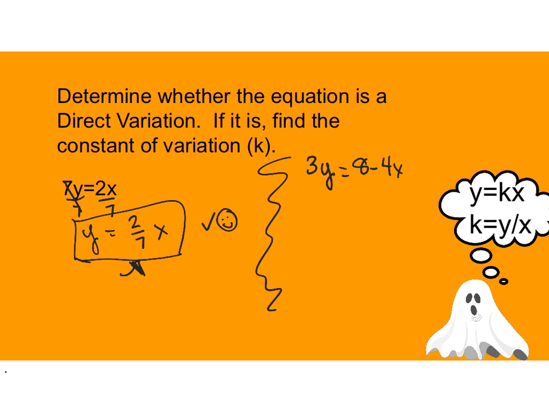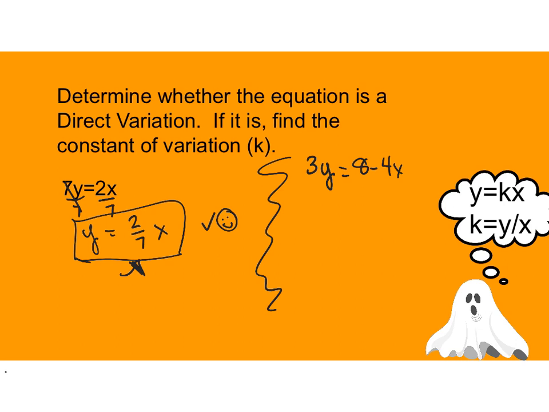Let's try another one. I have written down the equation 3y equals 8 minus 4x. And we want to find out whether this equation is a direct variation. If it is, we're going to find the k. Well, let's take a look at it. And you may already know the answer to this one, but we are going to try to get it in terms of y equals k times x.